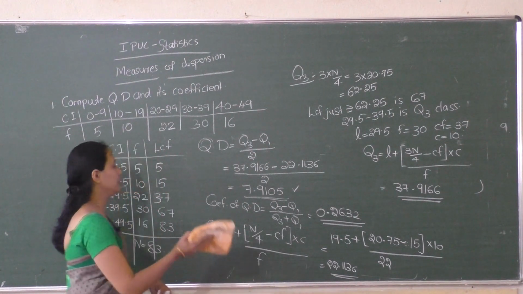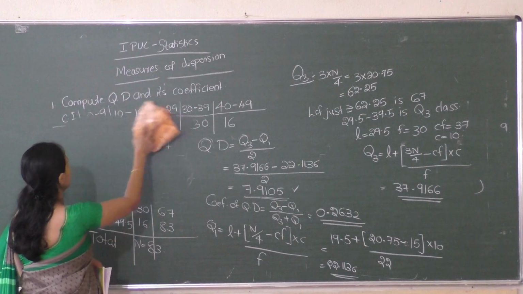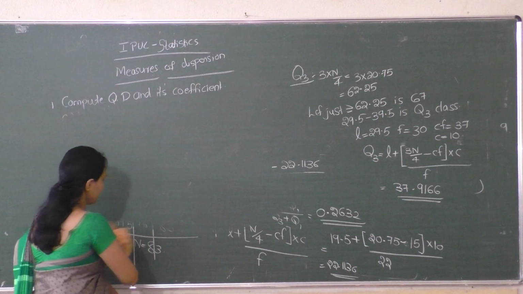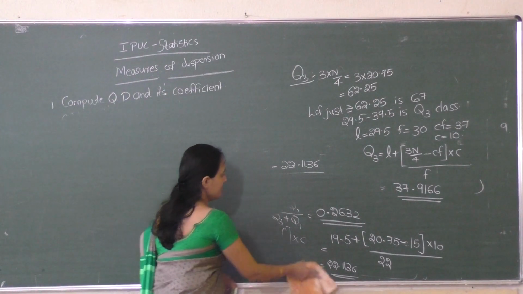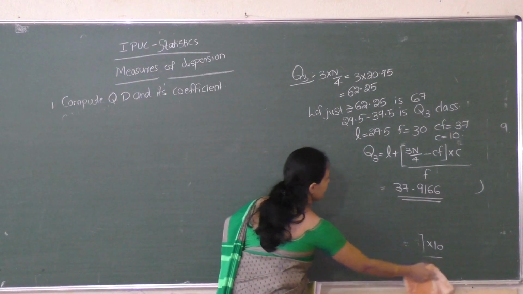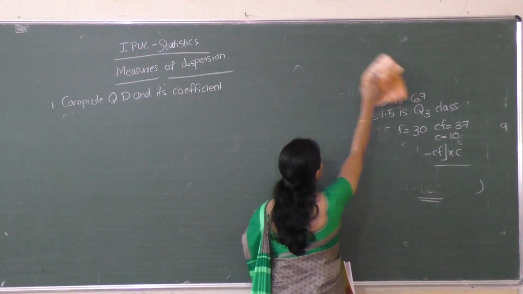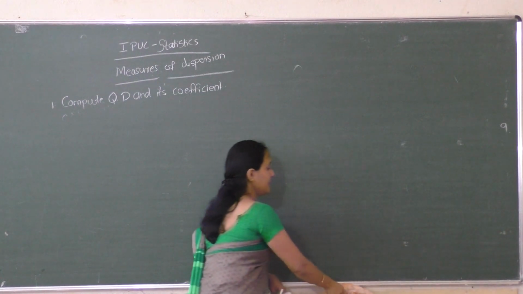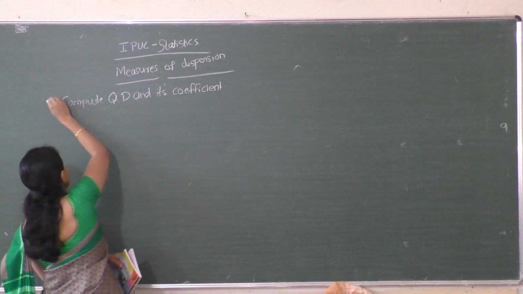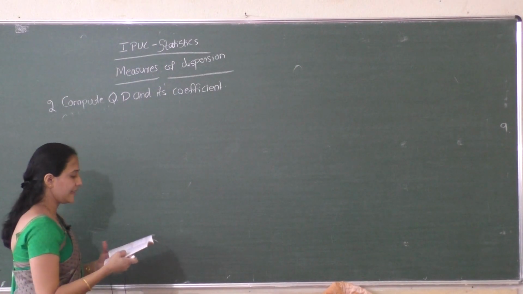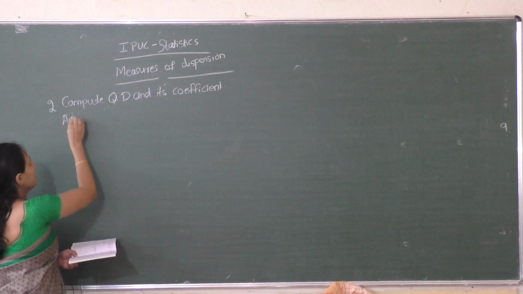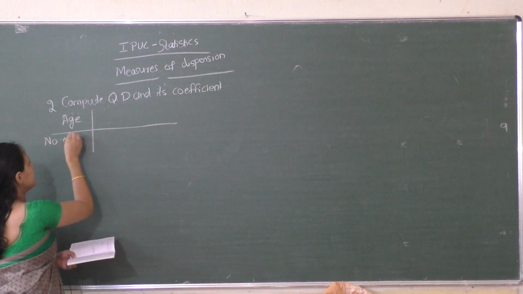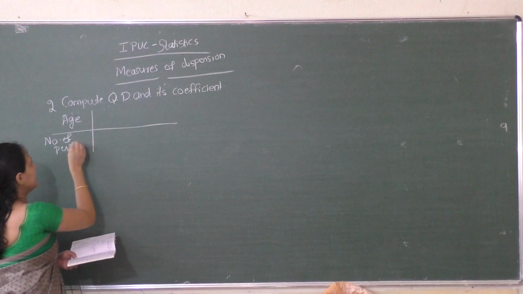Next we will do one more problem. Compute QD and its coefficient. Same, another problem, continuing the series itself. Okay, so this is the second question. See here, age and number of persons are given.